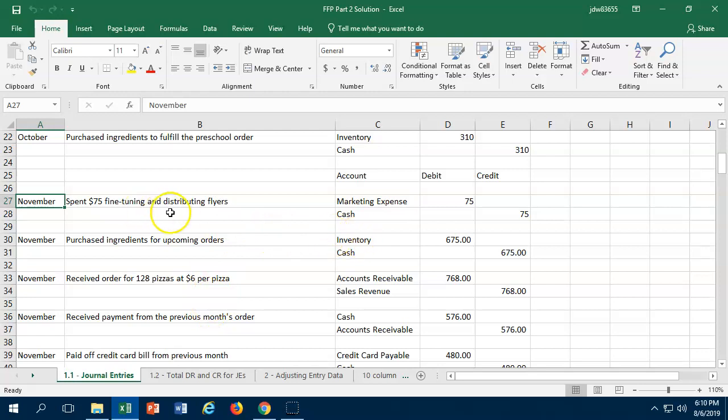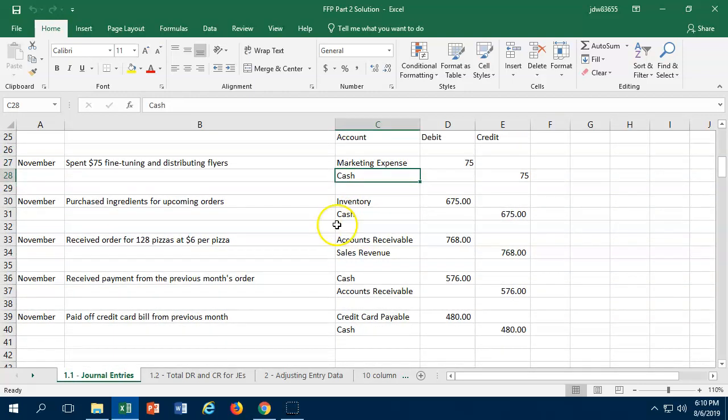So you should have come up with the journal entries. These are the ones: spent $75, that should have gone to marketing expense and cash. Purchased ingredients should have been coded as a debit to inventory and a credit to cash for $6.75, and then received the order for 128 pizzas.